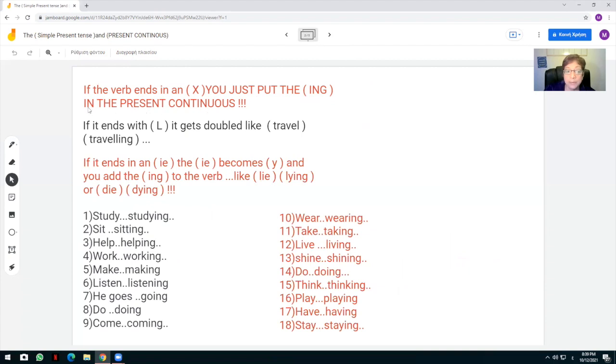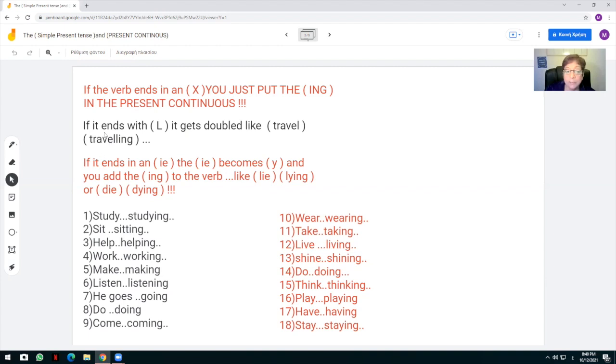In the present continuous, if the verb ends in an E, you just put the ing. If the word ends with an L, it gets doubled. You write it 2 times, like the verb to travel. Travel, يعني أسافر, becomes traveling.